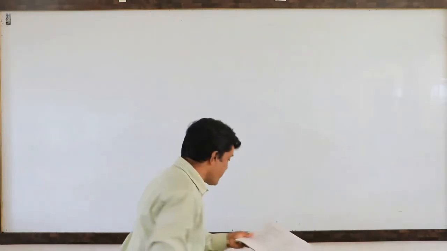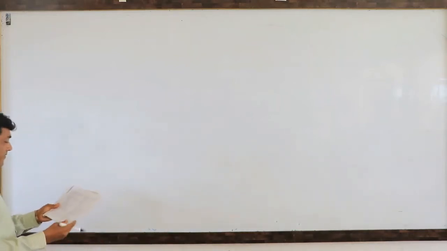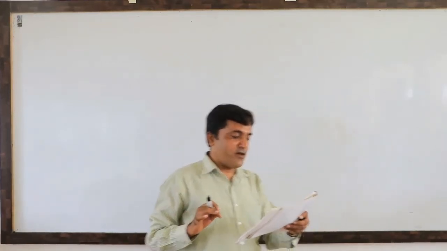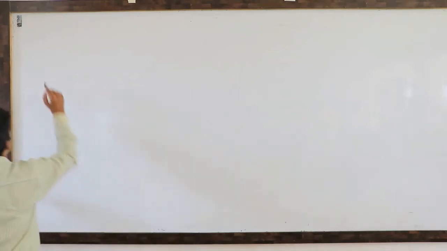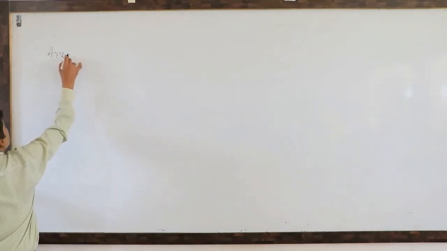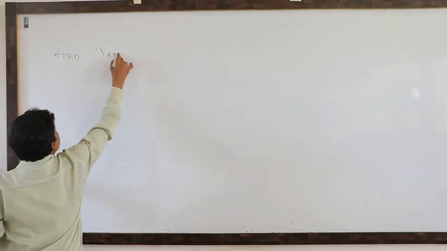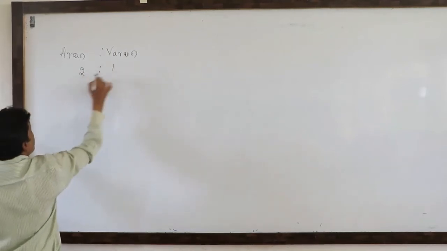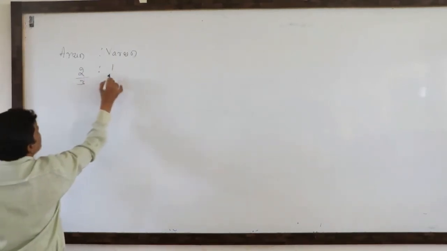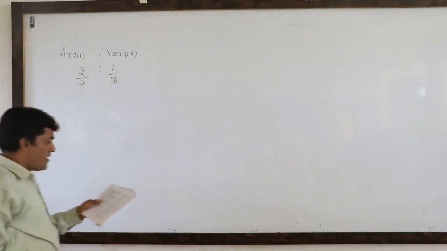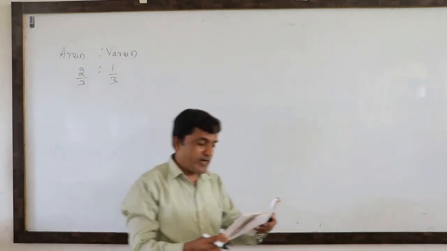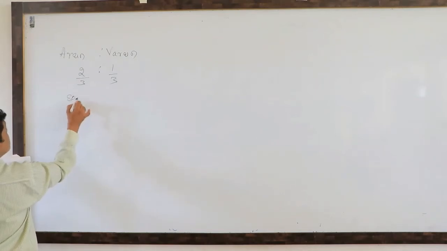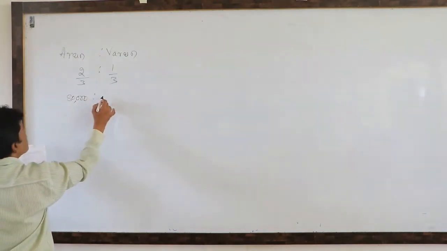Fourth problem. Okay students, look at that last example. Dear students, Arun and Varun are the partners sharing profits and losses in the ratio of 2:1. There are two partners, namely Arun and Varun. So their profit sharing ratio is 2:1, that is 2/3, 1/3. Their opening capital being rupees 80,000 and rupees 50,000 respectively.